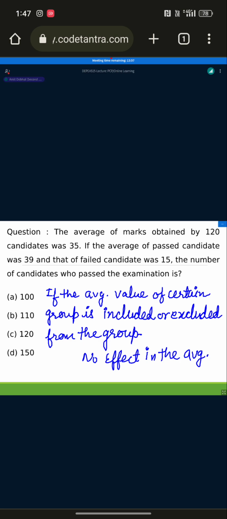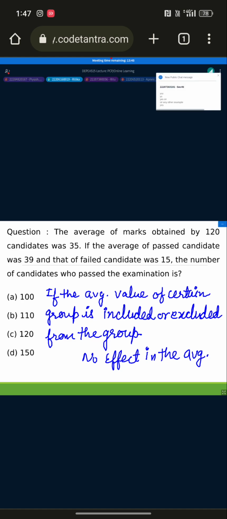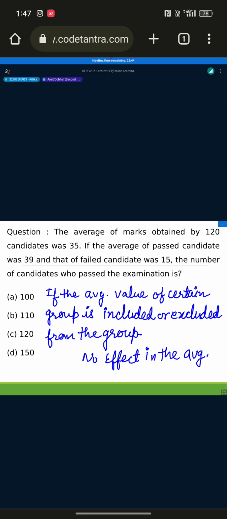Noted? Yes, sir. Example I will give you more, Santosh, don't worry. We have some question based on it, okay?